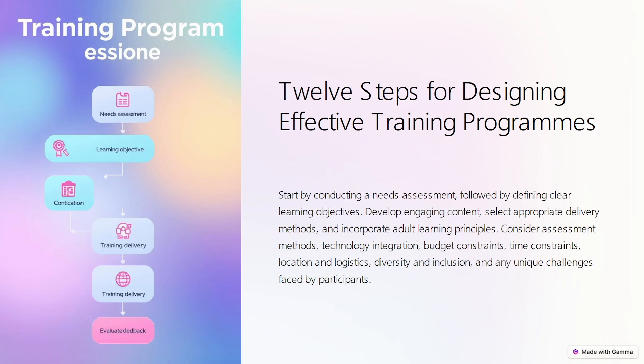Okay, so these are the 12 steps for designing an effective training program. So identify your need. As I have told you, the company must understand the business's unique goal and requirement, and according to the requirement they create a most effective training and development plan. This is the identify of the need.